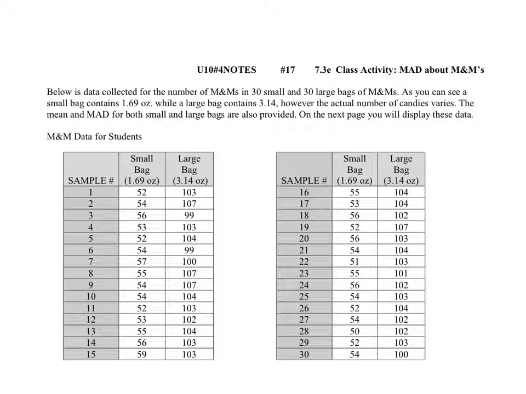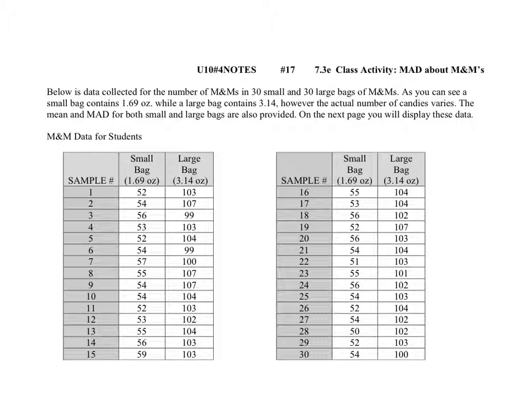Below is data collected for a number of M&Ms in 30 small and 30 large bags of M&Ms, so 60 total numbers. As you can see, a small bag contains 1.69 ounces, while the large bag contains 3.14 ounces. However, the actual number of candies varies. The mean and MAD for both are on the next page.